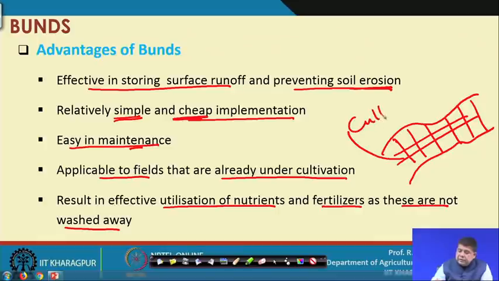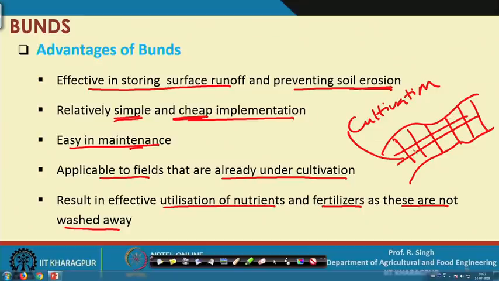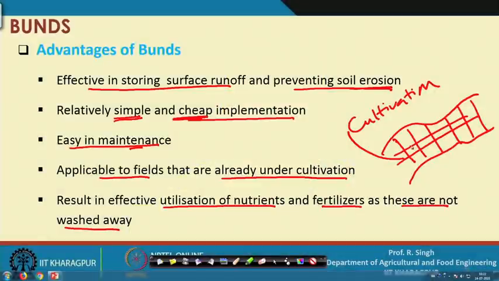This area is also used for cultivation. So, obviously, whatever nutrients or fertilizers we apply here, because the flow of water is not there, whatever application we make will be readily available to the crops, and they are not washed away because flow is not allowed to take place from this area. So, these are some of the advantages of the bunds.